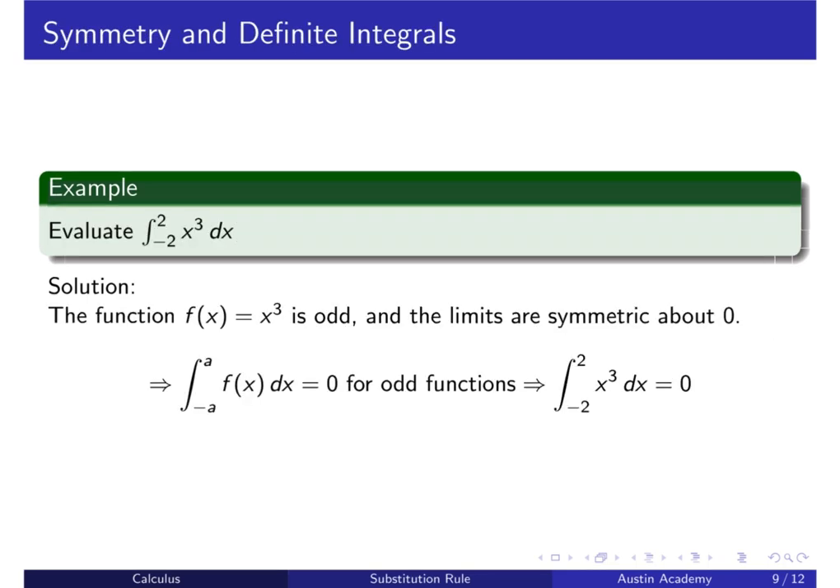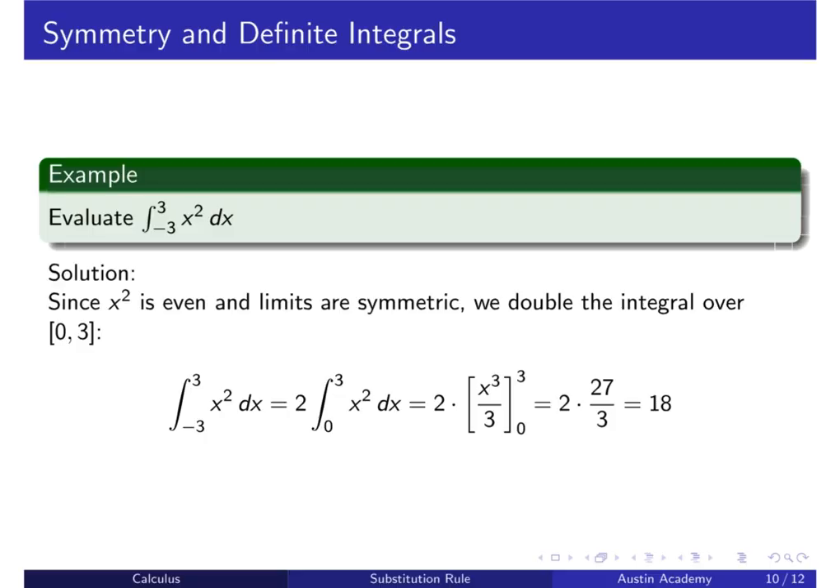Example 5. Evaluate the integral from negative 2 to 2 of x cubed dx. Since x cubed is an odd function, and the interval is symmetric about 0, the integral equals 0. That's a property of odd functions over symmetric intervals.